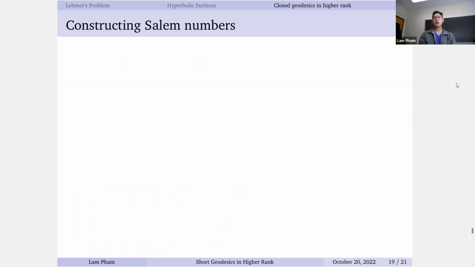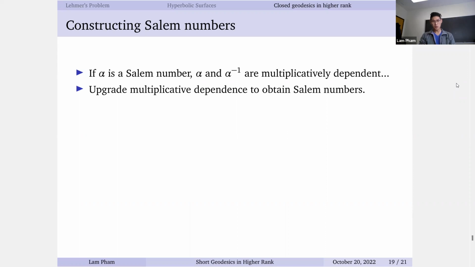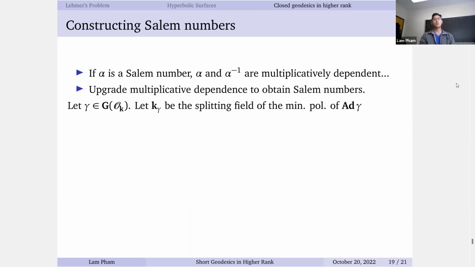So how do we actually use this to obtain Salem numbers from short geodesics? So you observe first that the reason we focus on multiplicative dependence of algebraic integers is because if you have a Salem number, then the conjugates are alpha and alpha inverse, which are obviously multiplicatively dependent. Okay, and so you need to be able to upgrade multiplicative dependence to obtain a Salem number. That's the goal. So let me give a few details about how this is done in the abstract.